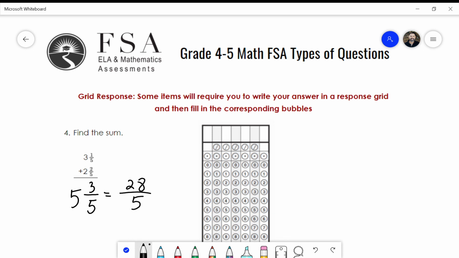The fraction greater than 1 here is 28/5. Now I can put 28/5 into my grid response, starting from left to right. I put 28, then my fraction symbol, and then the 5, and then I go down each column. I have a 2, an 8, the fraction symbol, and then the number 5. You want to make sure that you don't put any other markings in any other bubble.